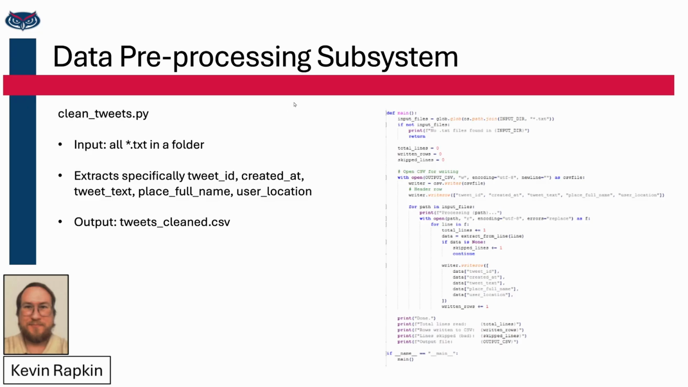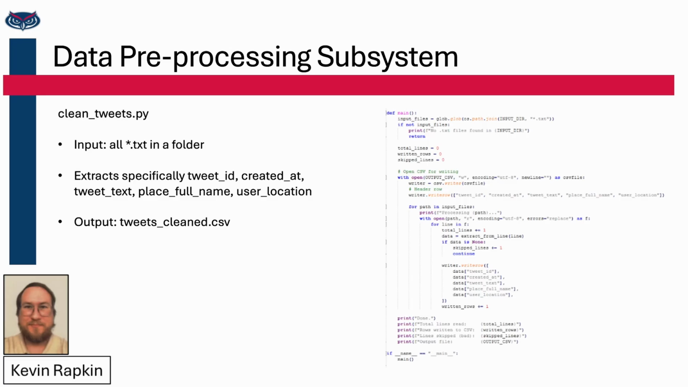So the Python script that I have is this clean_tweets.py. The input is all of these text files that are in a folder. You run it from the command line and it extracts specifically the tweet ID field, the created at field, the tweet text, the place full name, and user location.